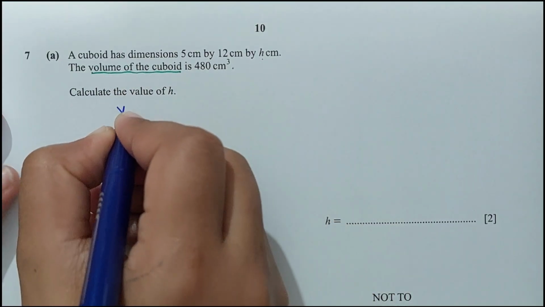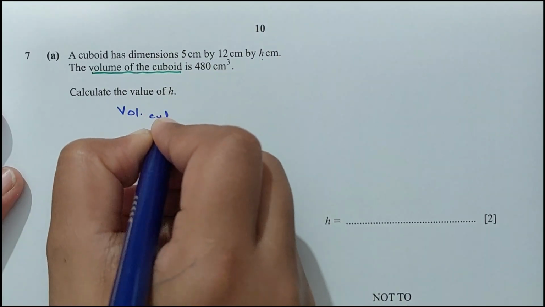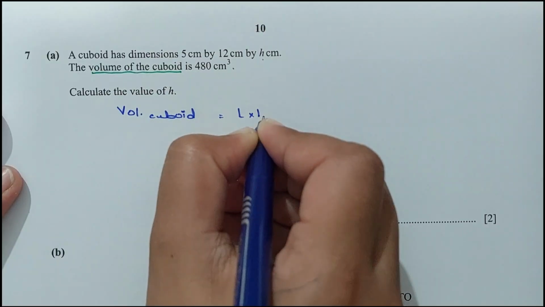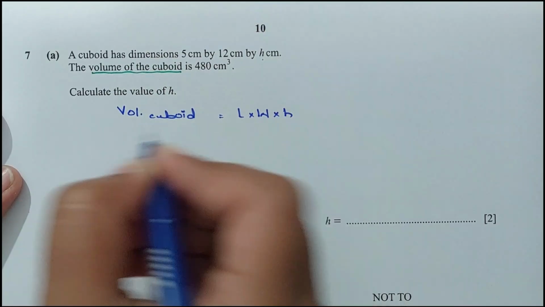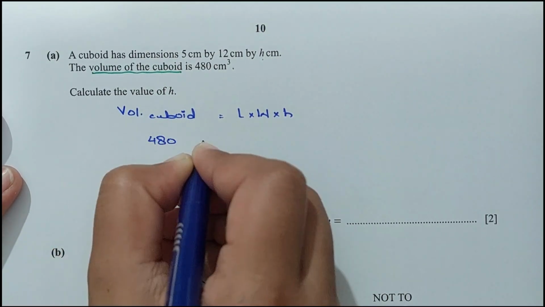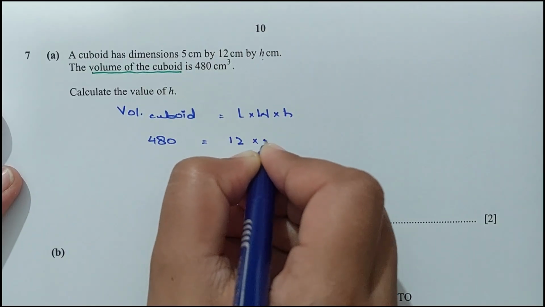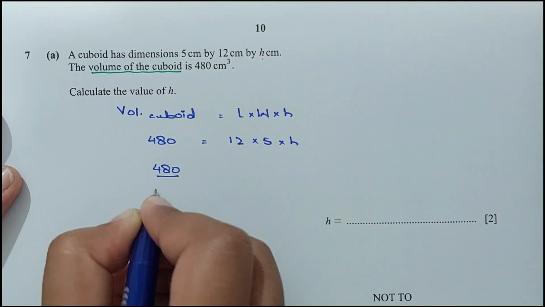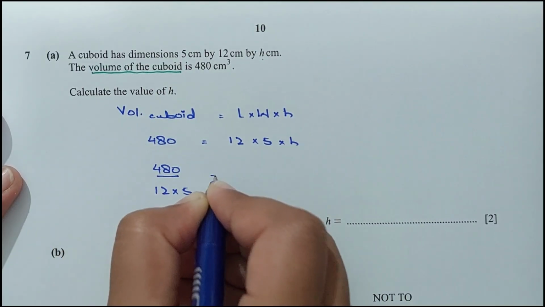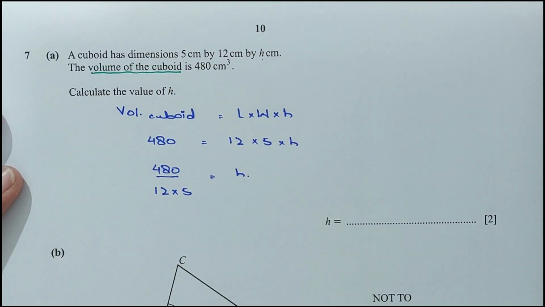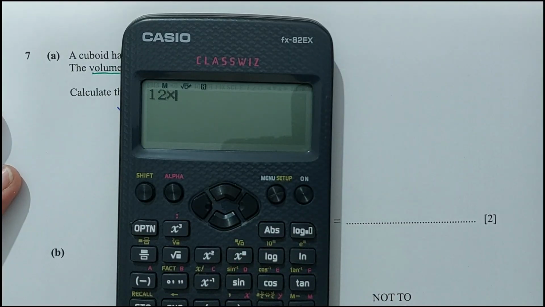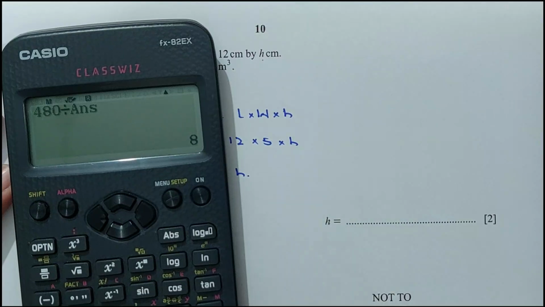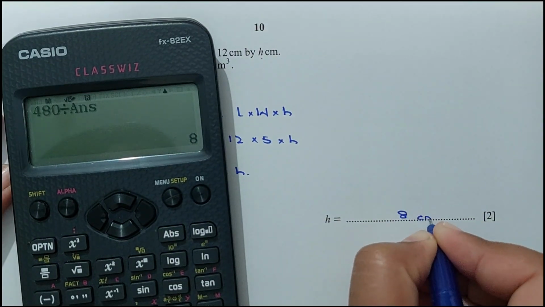So the formula for the volume of a cuboid is length times width times height. So the volume is 480 and that is 12 times 5 times h. Let me solve for h. 480 divided by 12 times 5 is h. Let me simplify. 12 times 5 is 60 and 480 divided by 60 is 8. So the height is 8 centimeters.